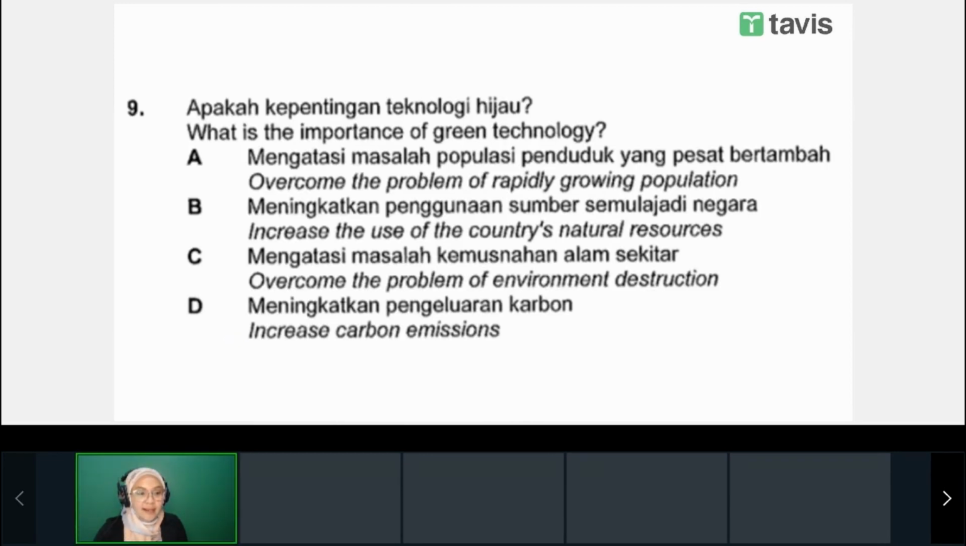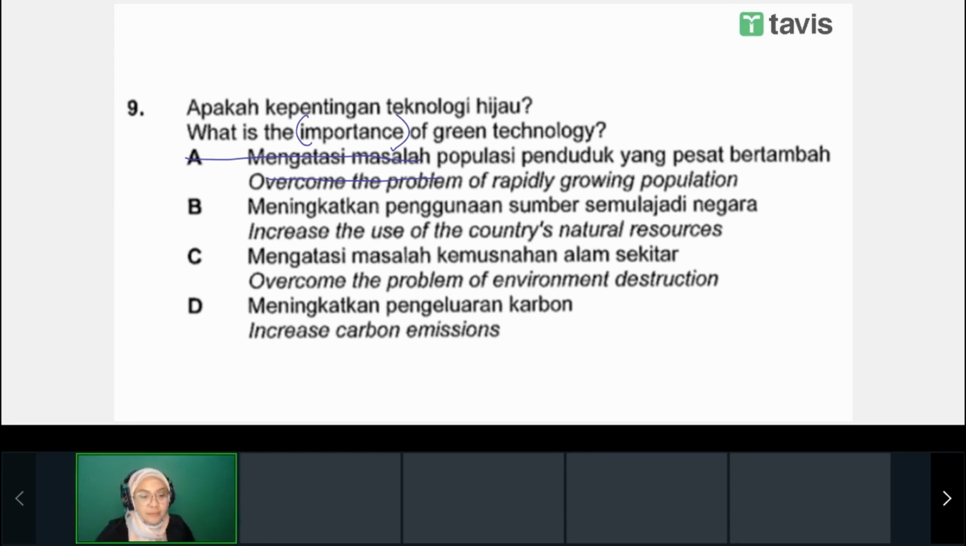All right, let's see the last question for today in Kertas 1, in Tab 1. What is the importance of the green technology? They ask about the importance. Okay, let's see. A, overcome the problem of rapidly growing population. A has nothing to do with green technology. So A is incorrect. Remove it.